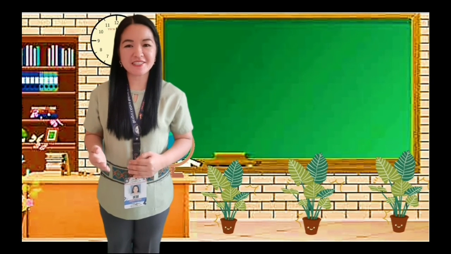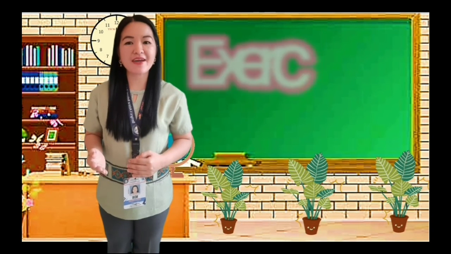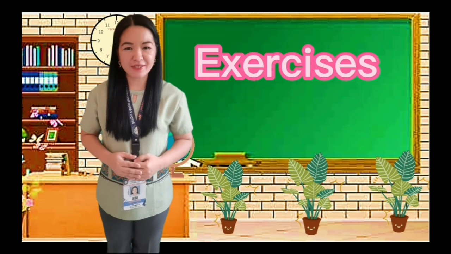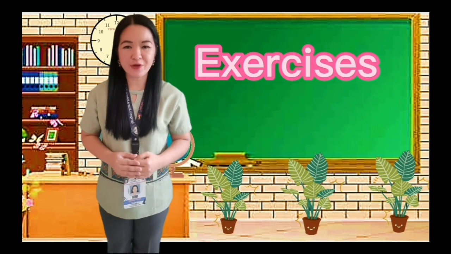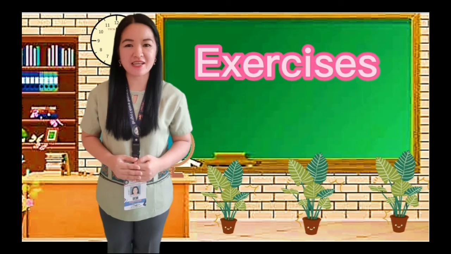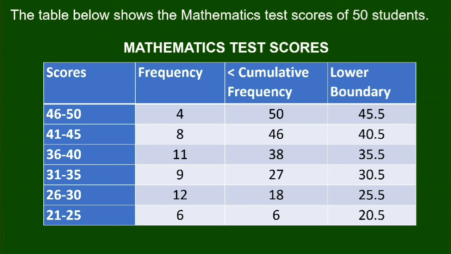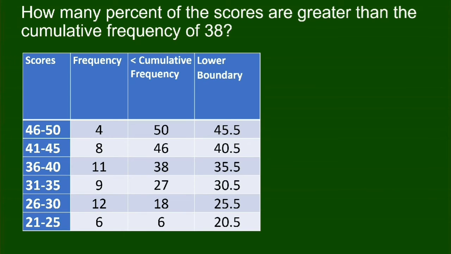To further understand the lesson, let us have exercises. So kindly bring out your pen and paper and try to answer the given exercises. The table below shows the mathematics test scores of 50 students. Observe the scores, the frequency, the less than cumulative frequency, and the lower boundary. Try to solve how many percent of the scores are greater than the cumulative frequency of 38.